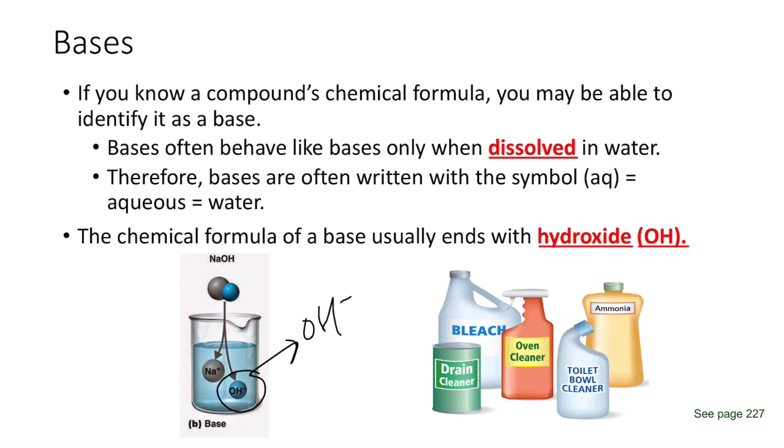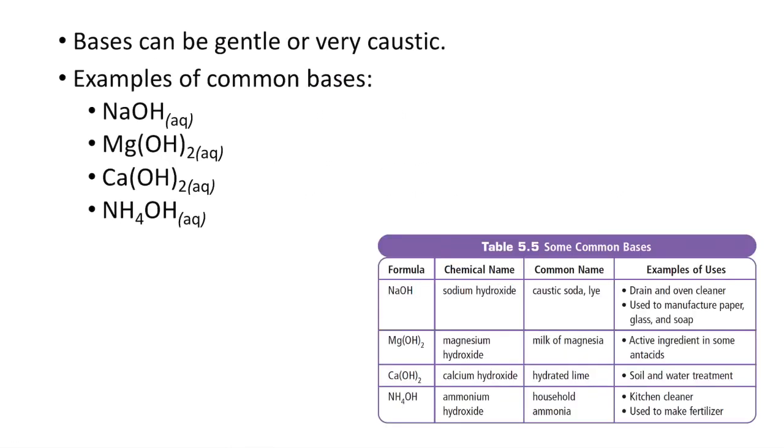Bases are commonly also household cleaning ingredients. So bases can be gentle or very caustic. They can also be super corrosive. So not just acids are corrosive. Examples of common bases: NaOH is sodium hydroxide. You've seen this in your labs over the years, not just this year. Magnesium hydroxide, calcium hydroxide, and ammonium hydroxide.